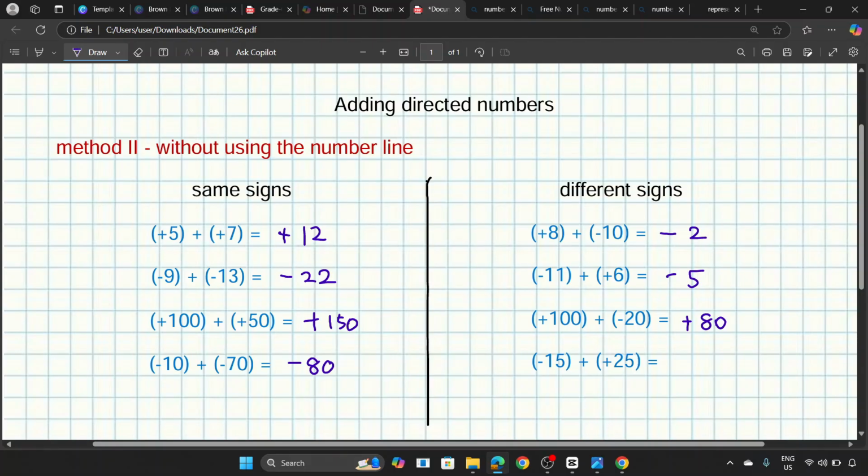Final question. Negative 15 plus positive 25. What is the largest number between these two numbers? 25. The sign of that number is positive. Then we have to do the subtraction. 15 from 25. The answer is 10.